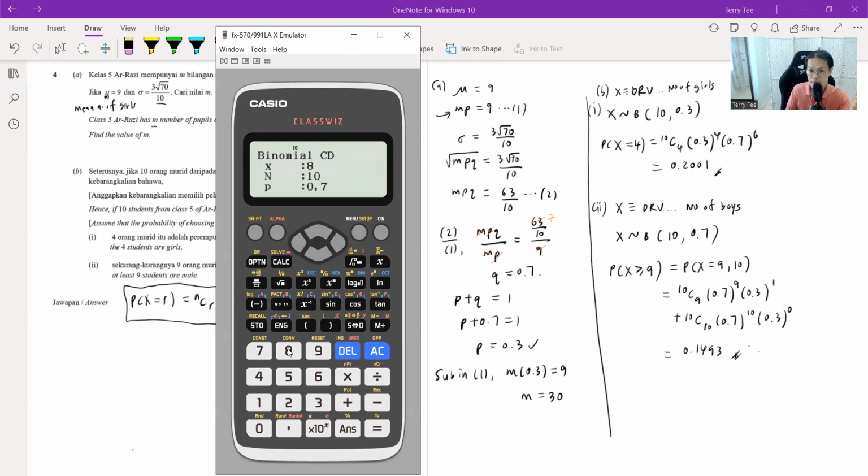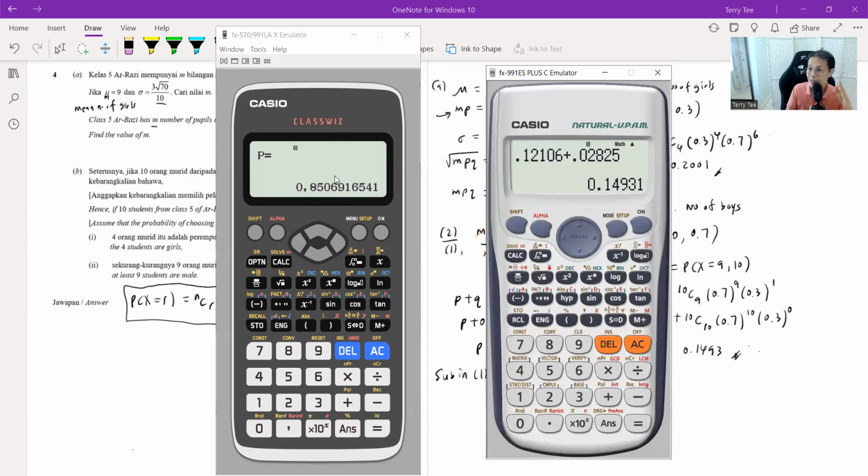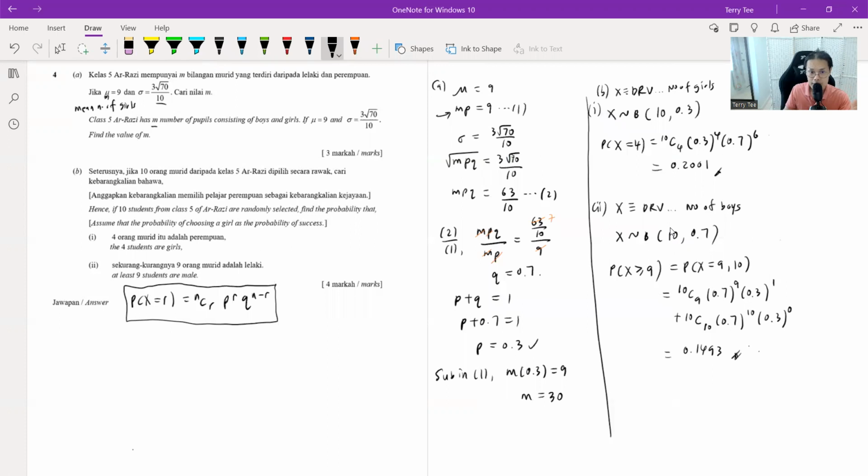All right, everything else being the same, I press equals. This is 0.85069. Okay, and this is 8 and less. That means 0 to 8. I want 9 and above. So I take 1 minus 0.8507. There you go. I got the same answer, 0.1493. So it's up to you. Yeah, you want to use this, you want to use the other function, or even you want to use a silver calculator that calculates directly is also fine. All right.